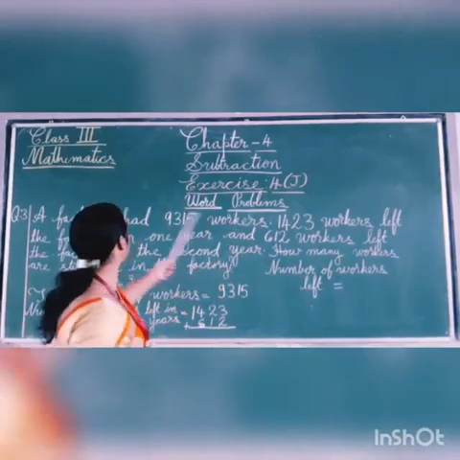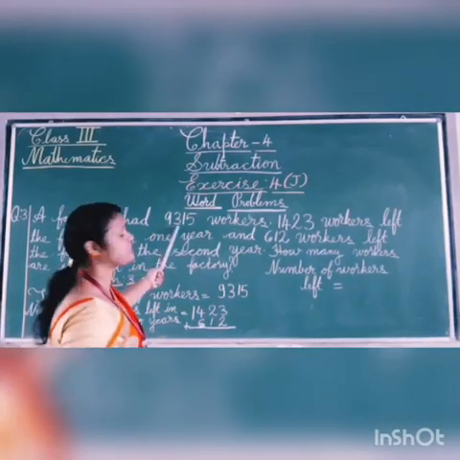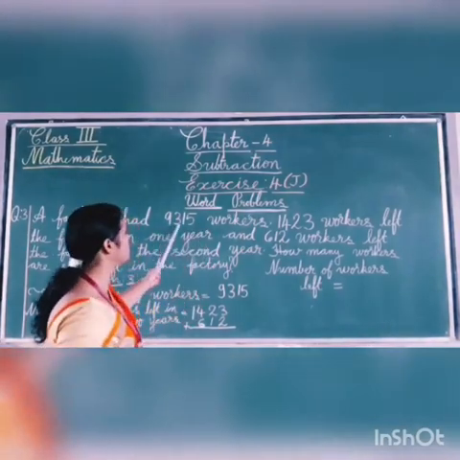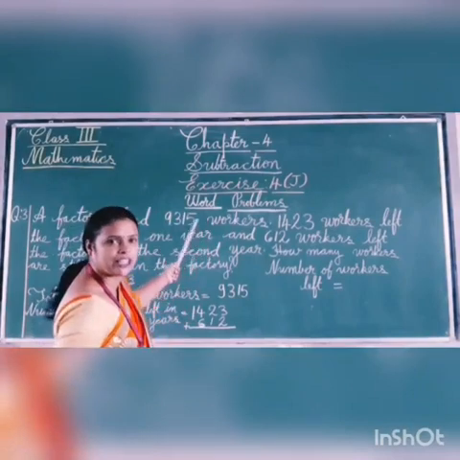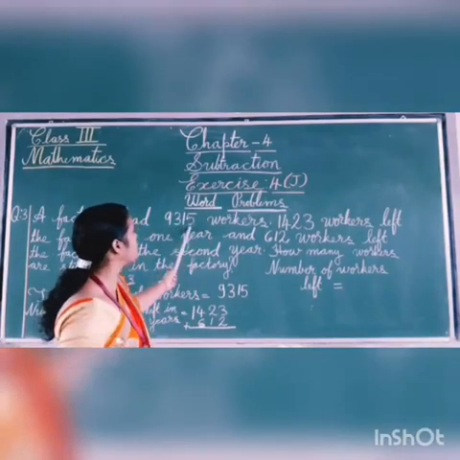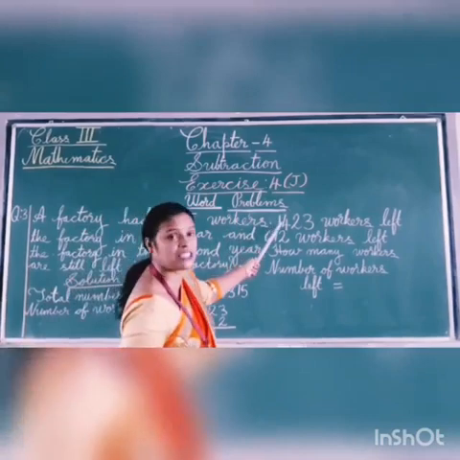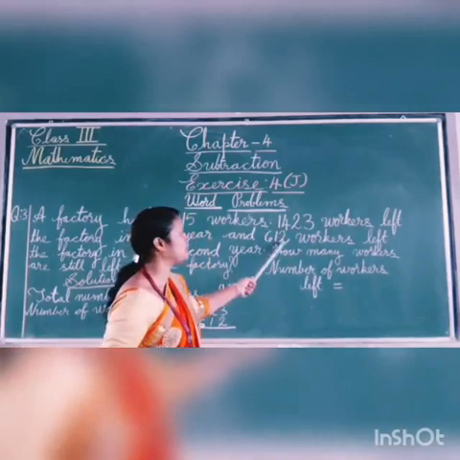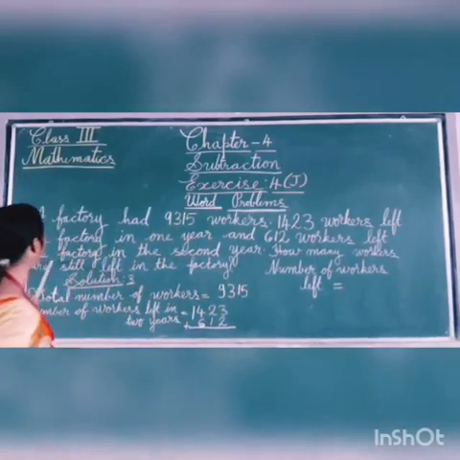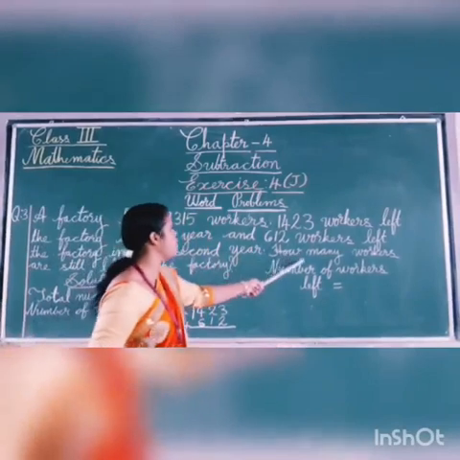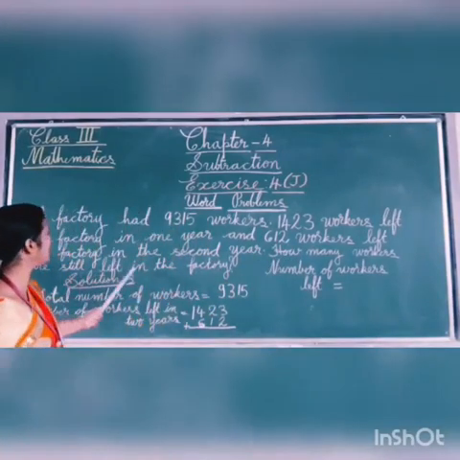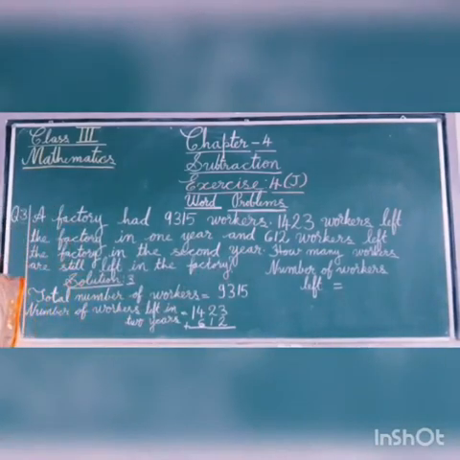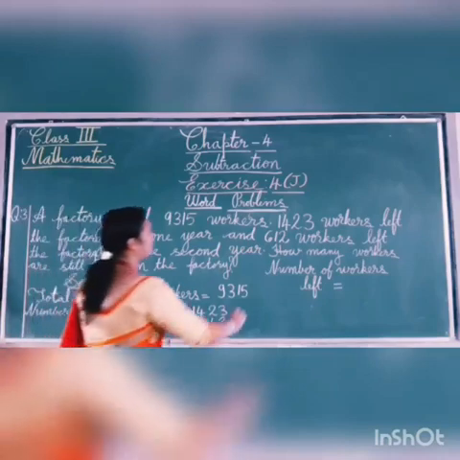Do you understand? There were total 9,315 workers in a factory. Factory में 9,315 वर्कर्स काम करते थे, मजदूर काम करते थे. उसमें से एक साल में फर्स्ट ईयर में 1,423 छोड़ दिया और दूसरे साल में 612 छोड़ दिया. तो आपको क्या करना है? द फैक्ट्री इन द सेकेंड ईयर. देन हाउ मेनी वर्कर्स आर स्टिल लेफ्ट इन द फैक्ट्री? नाउ व्हाट यू हैव टू फाइंड आउट? हाउ मेनी वर्कर्स आर स्टिल left in the factory.